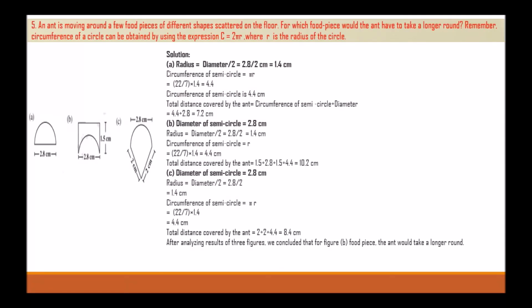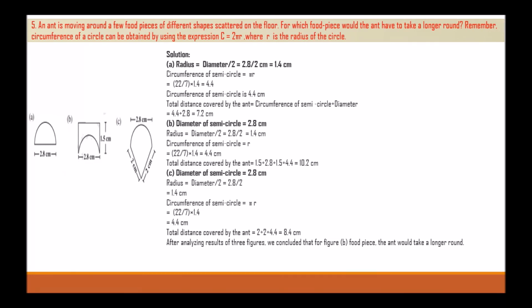Fifth question. An ant is moving around a few food pieces of different shapes scattered on the floor. For which food piece will the ant have to take a longer round? Remember, circumference of a circle can be obtained by using the expression C equals 2 pi r, where r is the radius of the circle.